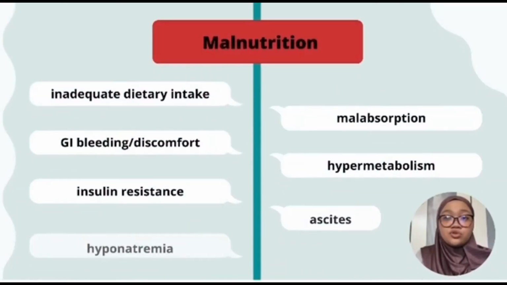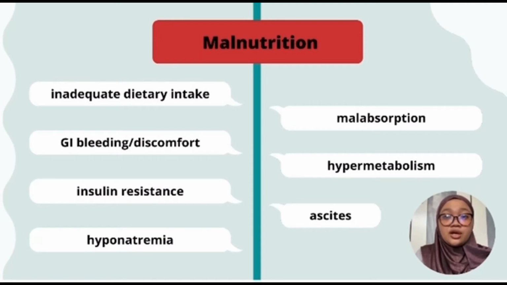Next is the nutritional consequences in hepatic encephalopathy. The biggest nutrition concern is malnutrition. However, we could break it into a few causing factors to help us conduct a more specific intervention plan for the patient in terms of their dietary requirement, meal modification, supplementation, or consideration for EN and PN nutrition. For example, patients could experience inadequate dietary intake, malabsorption, GI bleeding or discomfort, hypermetabolism, insulin resistance, ascites, or hyponatremia that could all affect their dietary intake.